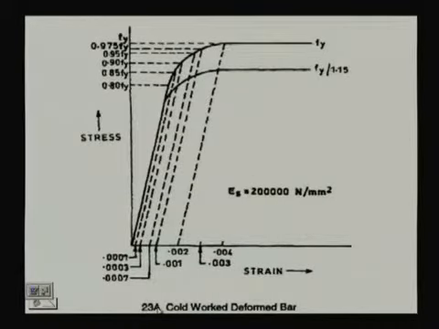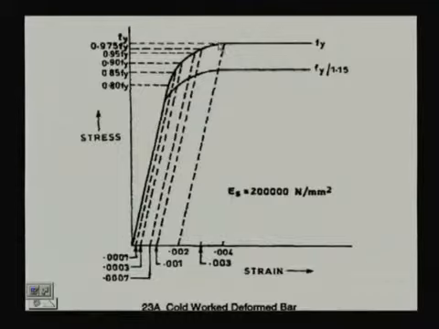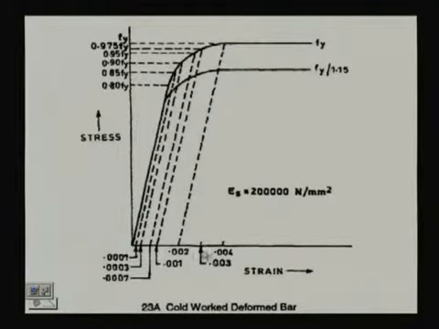Figure 23A of IS 456 is for cold worked deformed bar, high strength, and we shall consider Es, the modulus of elasticity for steel. We shall take this value, and for different strains we can get the stress value. So, for high yield strength deformed bar we shall take this stress strain curve for steel.